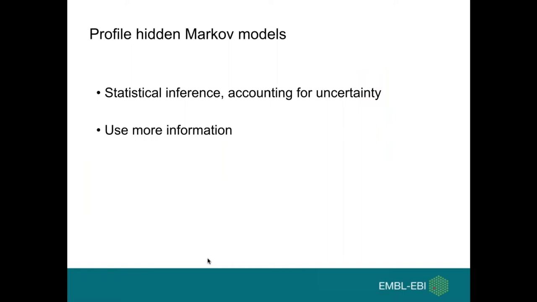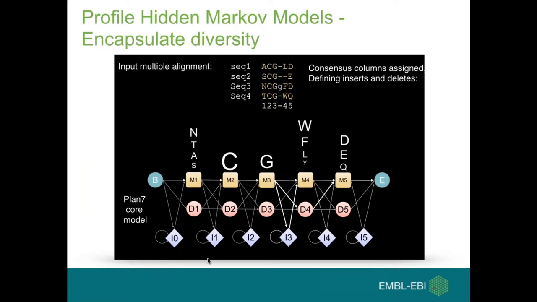So here's a schematic of what a profile hidden Markov model looks like. This is showing the model down the bottom, and then at the top, we've got this multiple sequence alignment of four sequences. We use that multiple sequence alignment to train, or build, this profile hidden Markov model. So the question is, how do we go from this alignment to this model? Let's walk through it.